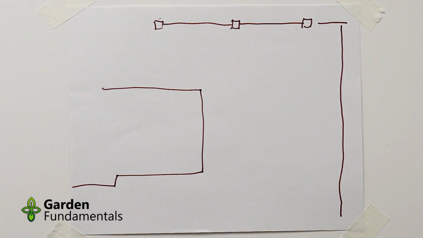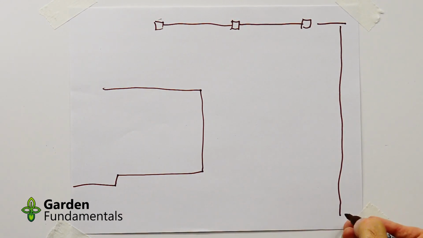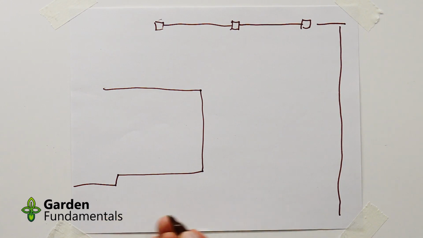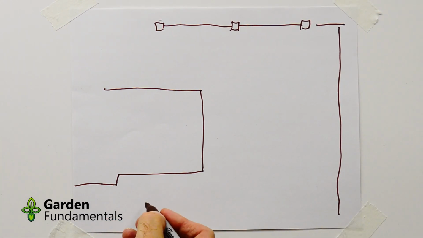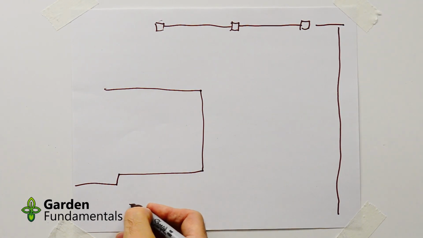The other thing that's important to draw on here is the property line. Even though there's no fence on this side, I still want to indicate where my property ends because I can't design past that. So the property line runs somewhere in here.